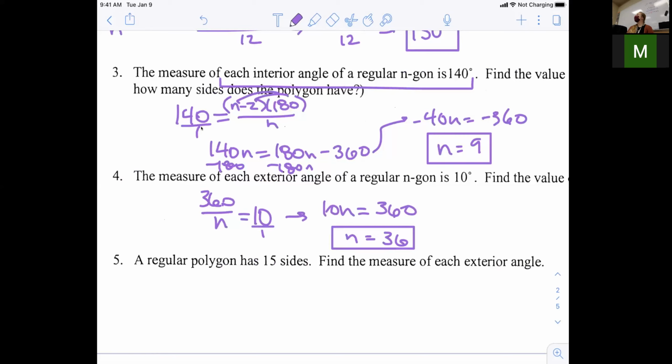All right, and then number 5. A regular polygon has 15 sides. Find the measure of each exterior angle. What do we think? 360 what? Divided by 15. Thank you for finishing, Allie. 360 is my sum. We should all be able to say that right away. We should all know that immediately. I'm saying it kind of crazy, but you do need it.